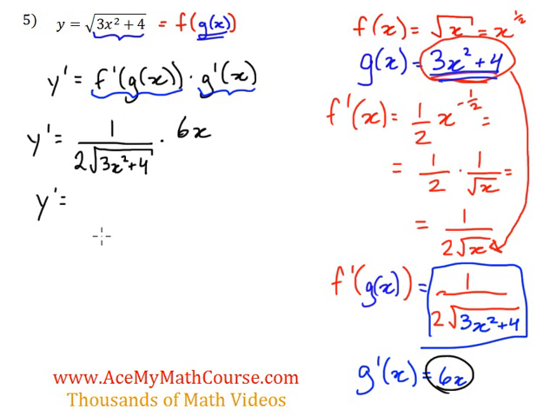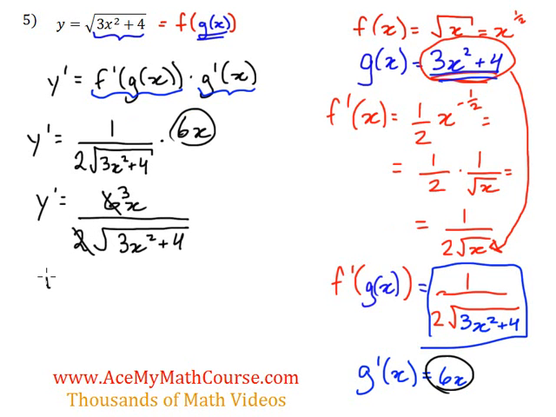So I'm going to simplify this a little bit, because you can just multiply the 1 by the 6x. So we have 6x over 2 root of 3x squared plus 4. Then I can actually just divide 6 by 2. I get a 3. So we end up with y prime is equal to 3x over the square root of 3x squared plus 4. And that's it.